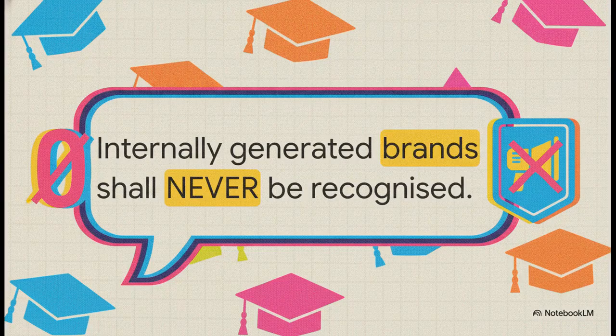And here is a massive rule you need to memorize for the test. Internally generated brands, mastheads, publishing titles, and customer lists are never recognized as intangible assets. Never. Standard setters argue you just can't separate the cost of building a brand from the cost of developing the business as a whole. So you could have literally the most recognized, valuable brand on the planet that you built from the ground up, but under IAS 38, its value on your internally generated balance sheet is 0.